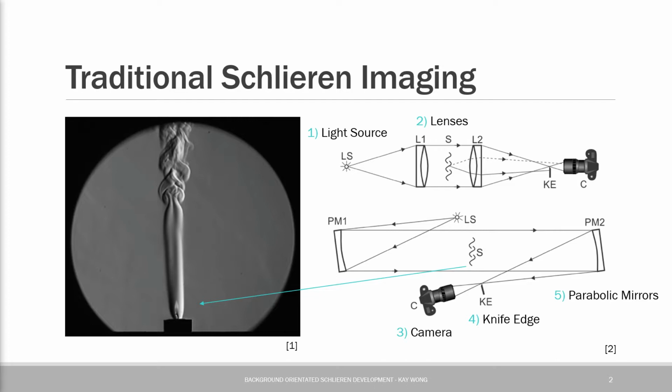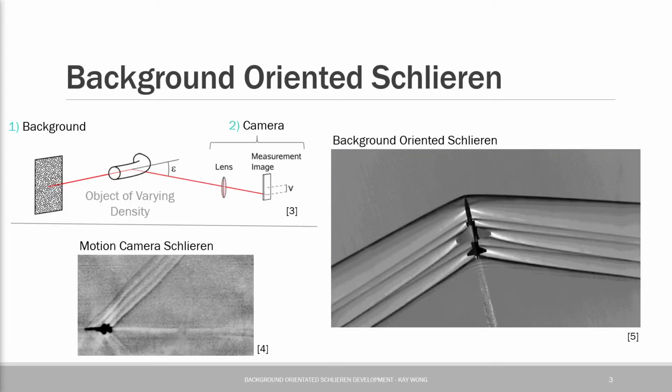Now in the information age, with the availability of cameras and high processing power, Schlieren imaging has evolved, where large complex flow phenomena have been captured. This is only possible with background-oriented Schlieren, BOS.